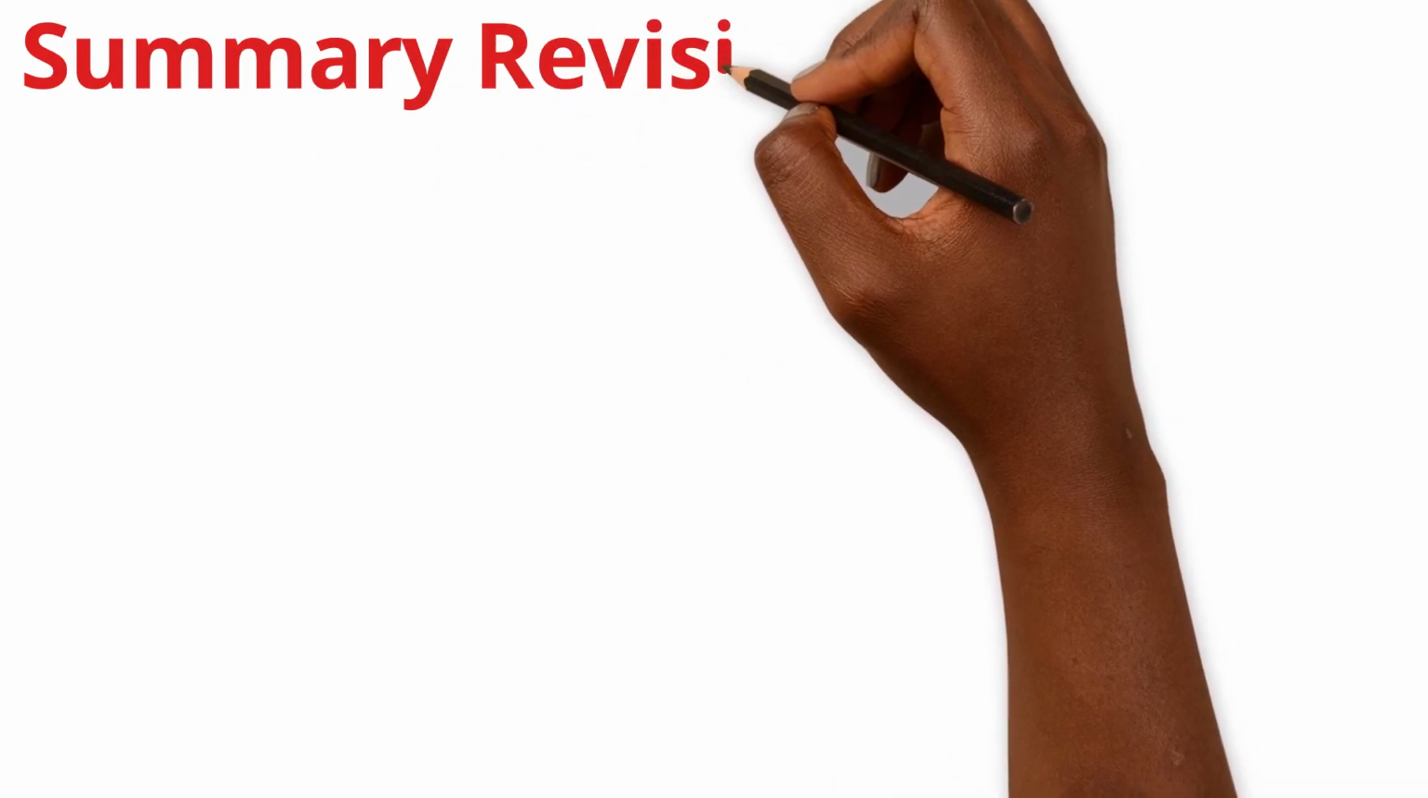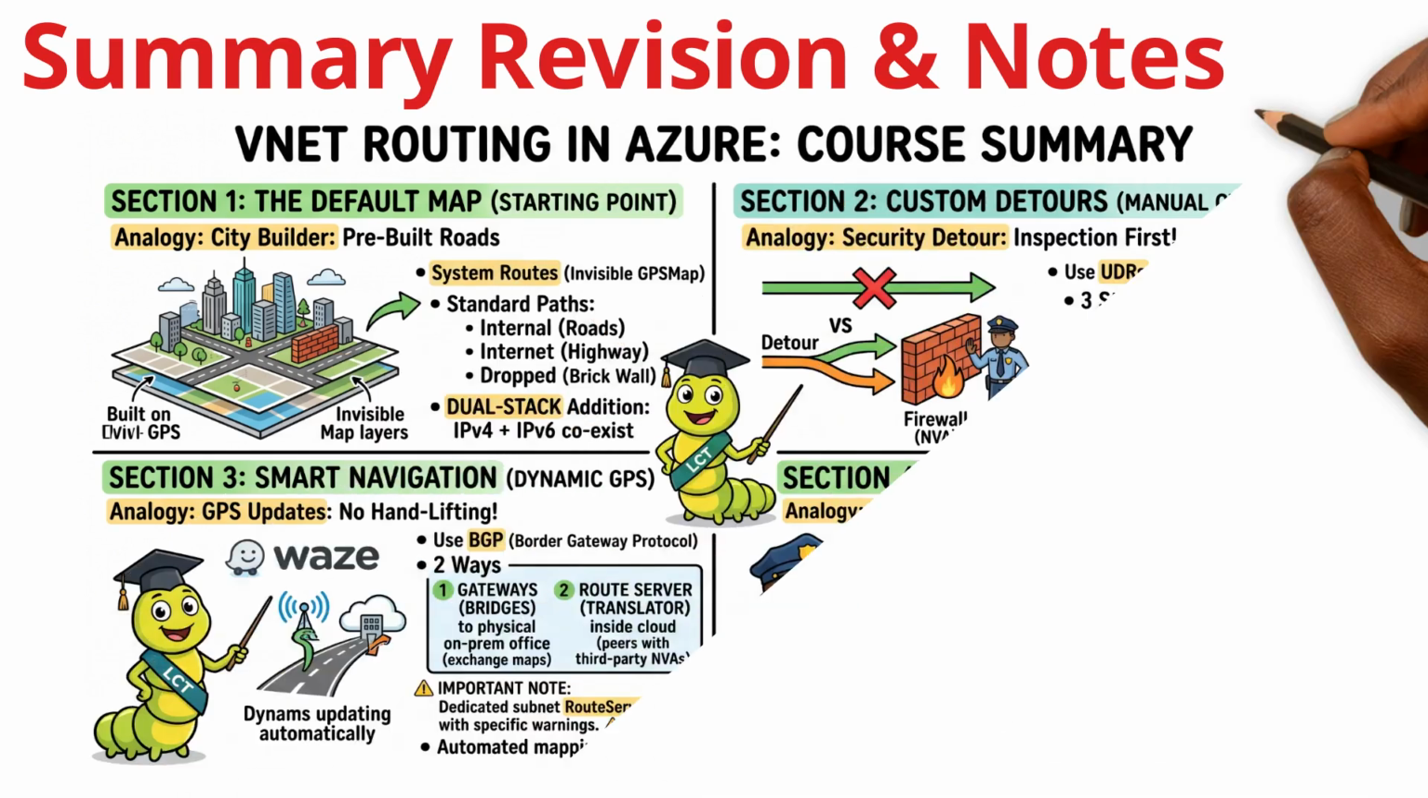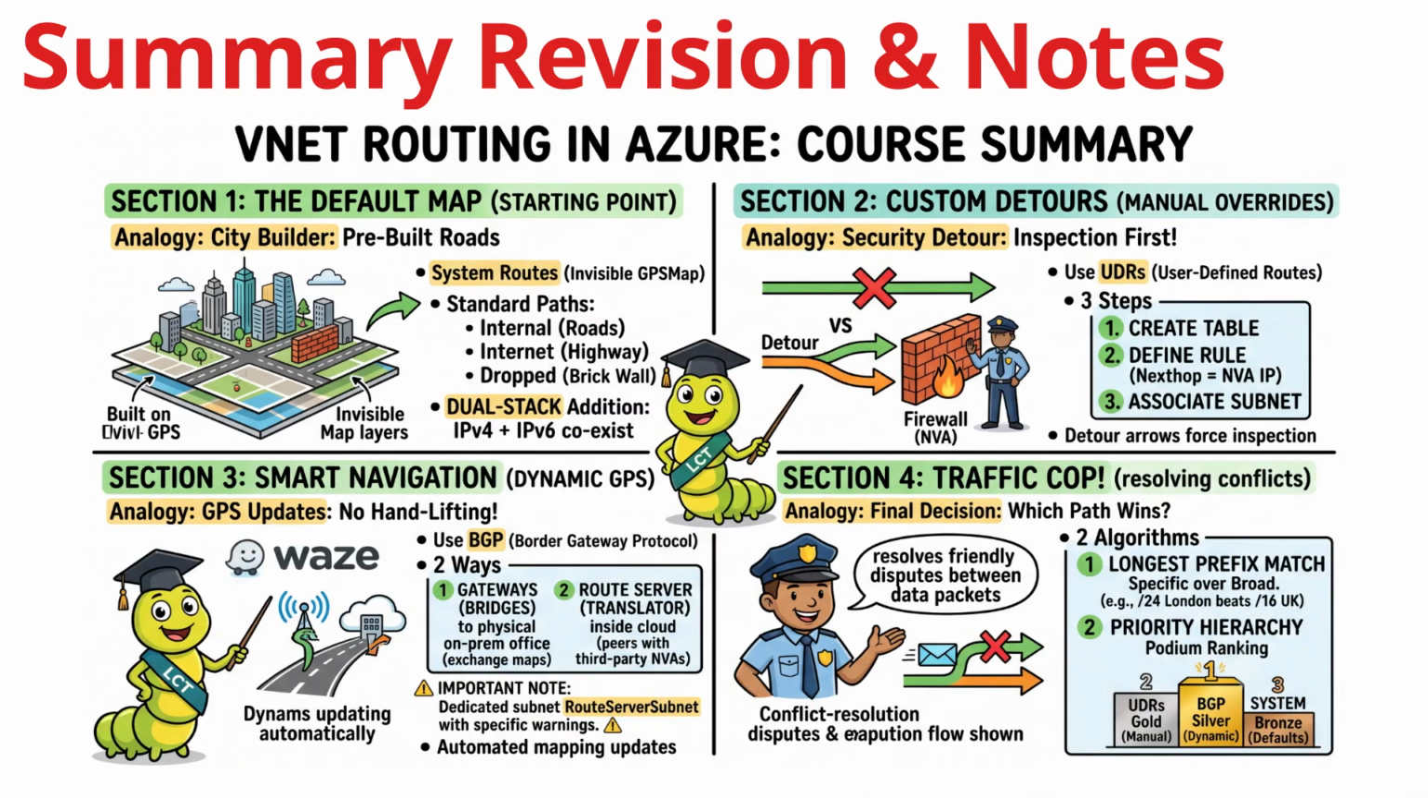Our course explored how Azure built its default routing map, which automatically guided internal and internet-bound traffic. When our network required stricter security, we manually redrew those paths using user-defined routes to force data through virtual firewalls. To eliminate tedious manual updates, we then implemented BGP, which dynamically calculated new routes for us. Finally, we saw how Azure acted as the ultimate traffic cop, seamlessly resolving conflicts by always prioritizing the most specific and authoritative rules.